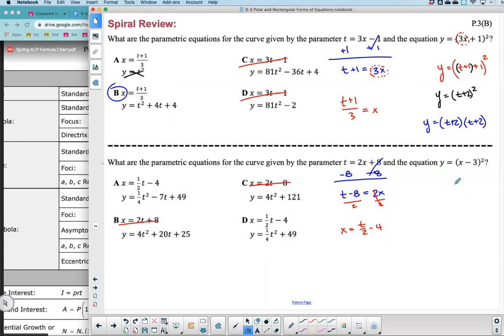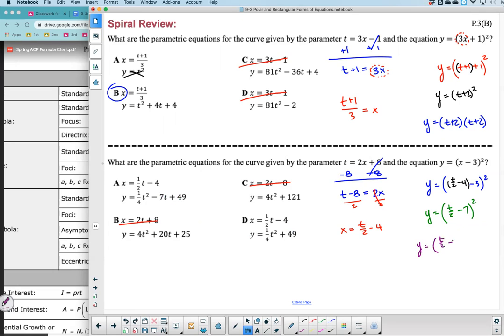Now I substitute this in over here for x. So we will have y equals, instead of that x, let's replace x with t over 2 minus 4. When I combine my like terms, we get y equals t over 2 minus 4 minus 3 is minus 7. Now I need to square that. And when I look at my answer choices, I can't just directly get a good answer yet. I need to actually go ahead and FOIL this out.